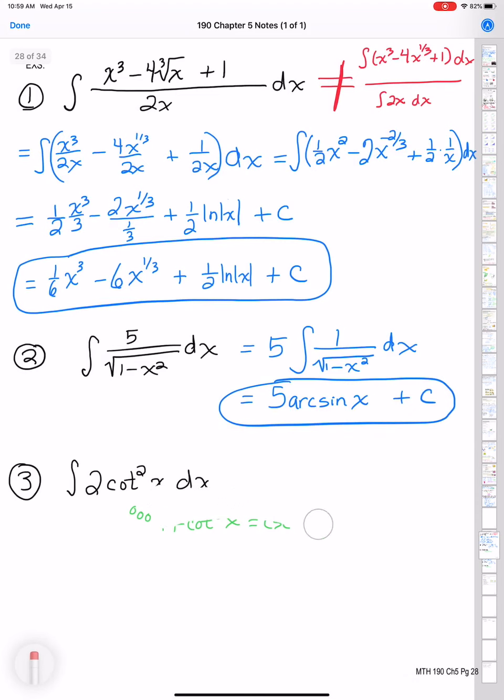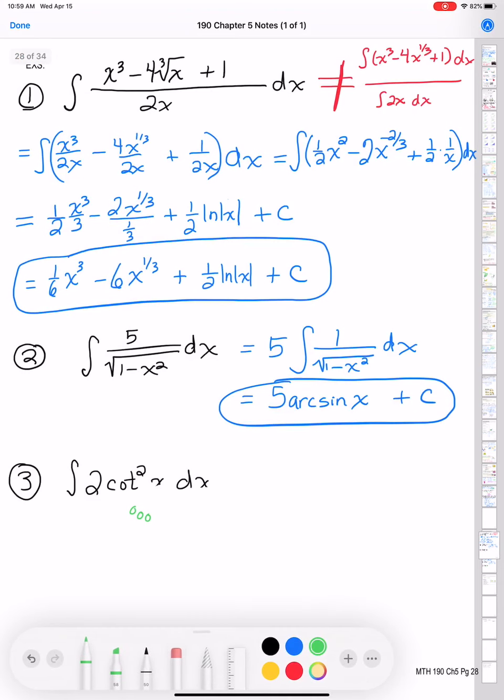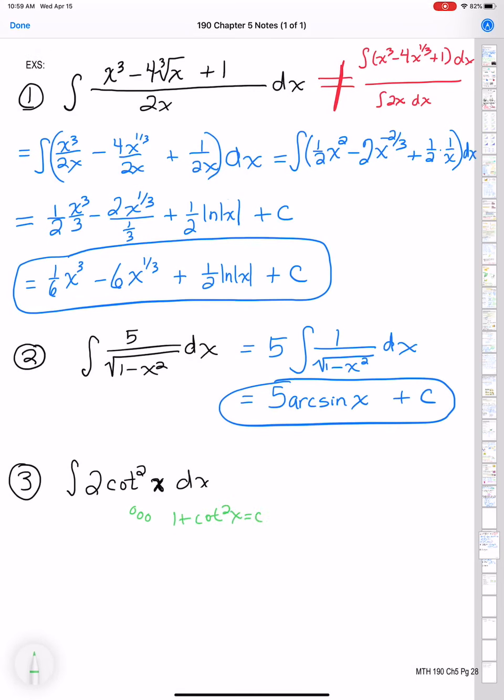Oh, my eraser was very big there. Let's rewrite this. All right. Let me clean this up here a little bit, sorry. So now, going back to what I was saying, if we know that 1 plus cotangent squared is equal to cosecant squared, then we certainly know that cotangent squared is equal to cosecant squared of x minus 1. All right, well, that's good news.